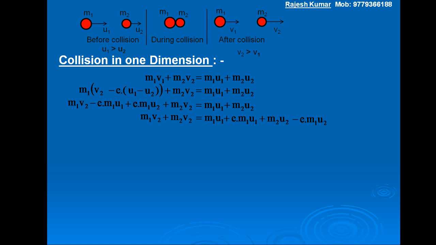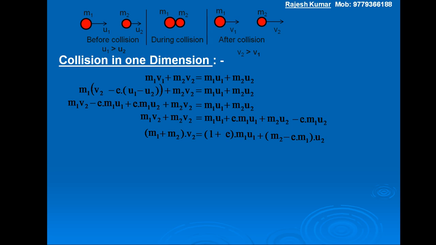On the left-hand side, V2 is common. So we get (M1 + M2) V2 equal to (1 + e) M1 U1, as M1 U1 is common from the first two terms, plus (M2 − e M1) U2, that is, U2 is common from the last two terms.